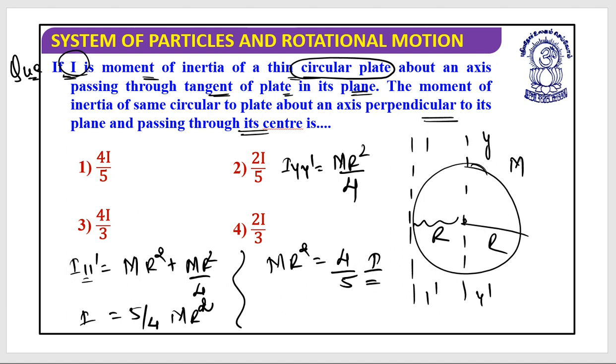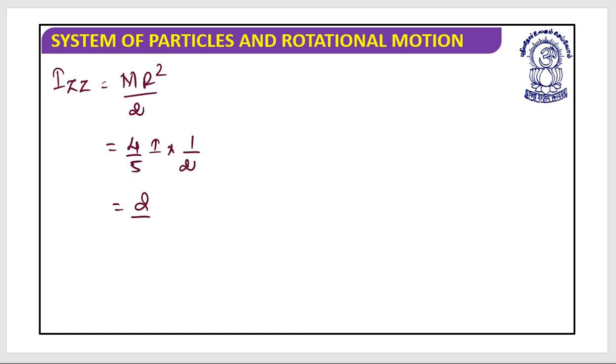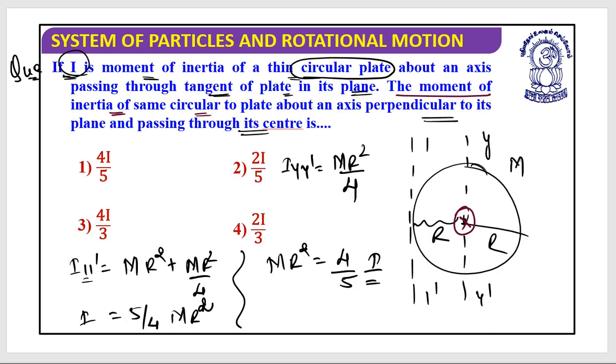Now what do you want? The moment of inertia of the same circular plate about an axis perpendicular to its plate. What do I want? I want this. So that will be IZZ, that should be equal to MR square by 2, and for MR square I am having 4 by 5 I, so this is 4 by 5 I multiplied by 1 by 2, so this is equal to 2 by 5 I. I hope this is clear.